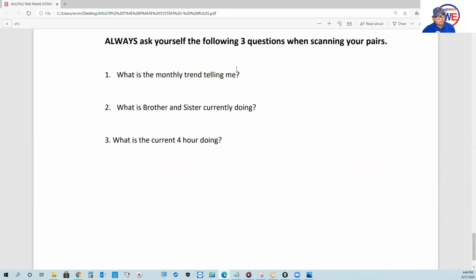These are the 3 questions that we need to ask ourselves no matter what in this business. We need to ask ourselves, what is our monthly trend telling us? Is it bullish or bearish? Then you need to figure out what our brothers and sisters are currently doing. Is it doing a pullback or is it going with the trend? Once we know these 2 answers, we're doing this as a sniper. So we're looking at this from very, very far away because we're zooming out all the way. Then we need to ask our last question. What is our current real time 4 hours doing? If it's bullish, it's bullish.